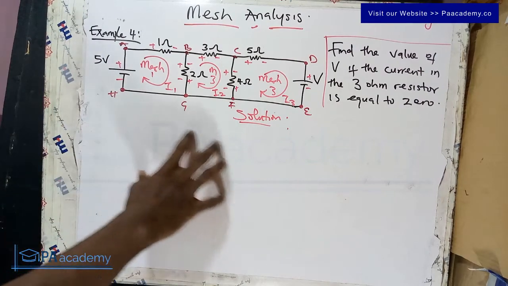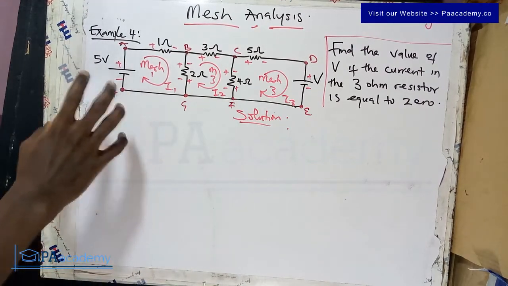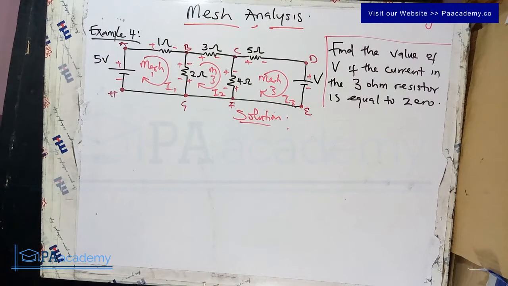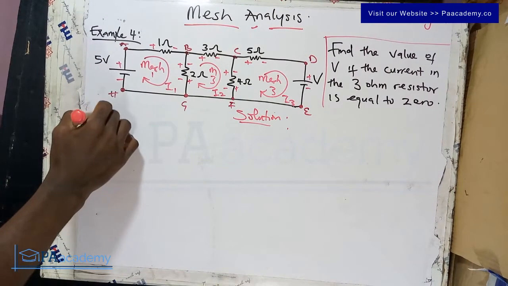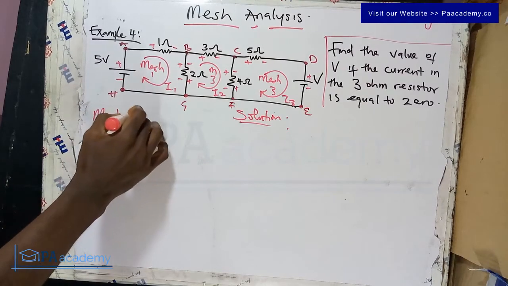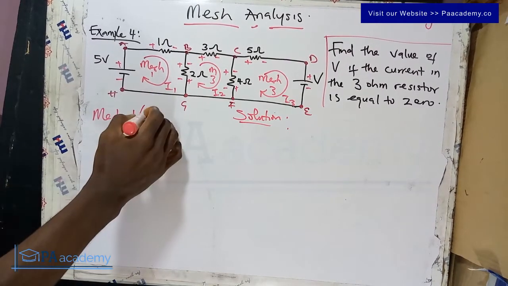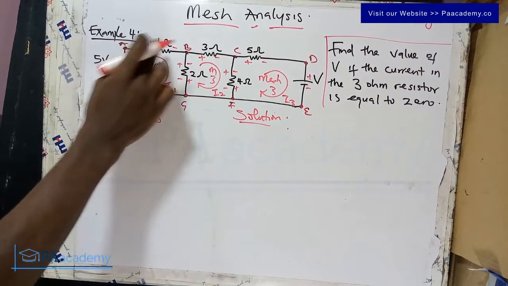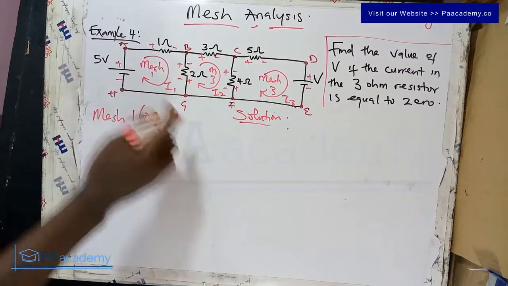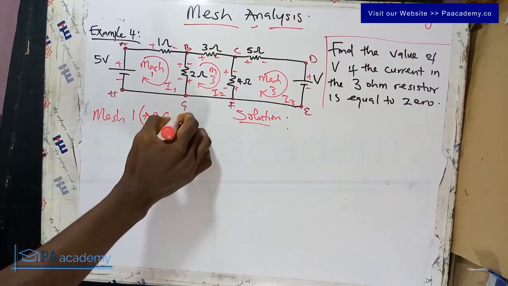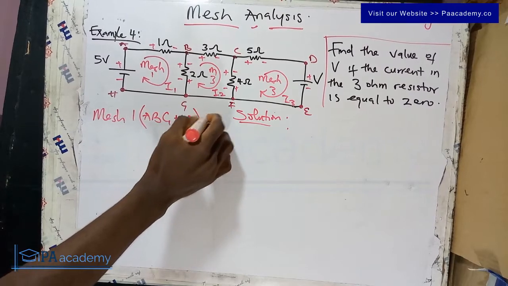Alright, so now that we've done that, the next thing is to apply Kirchhoff voltage law to each of this mesh. To start with, we are going to be starting with mesh 1. The path for mesh 1 is A, B, G, H, and back to A.